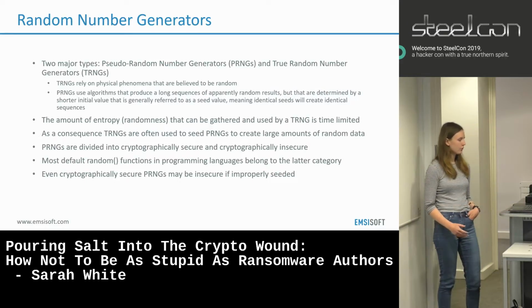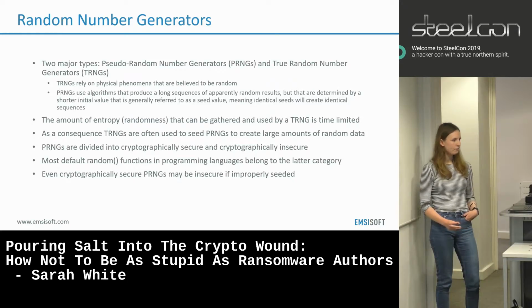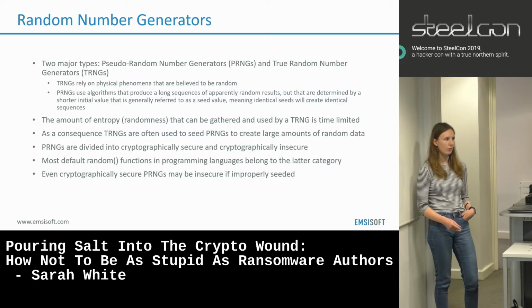So why don't we use TRNGs all the time? The issue with that is TRNGs are time limited. There's only so much random data that you can generate within a specific period of time. To get around this, we use a true random number generator to seed the pseudo-random number generator, and this can be used to create as much random data as needed.